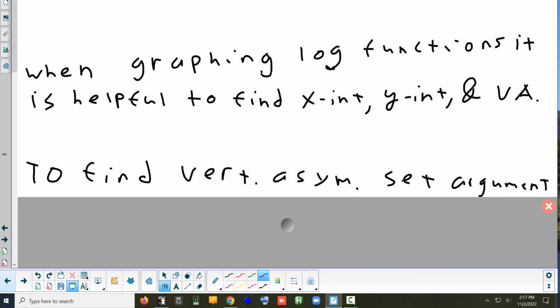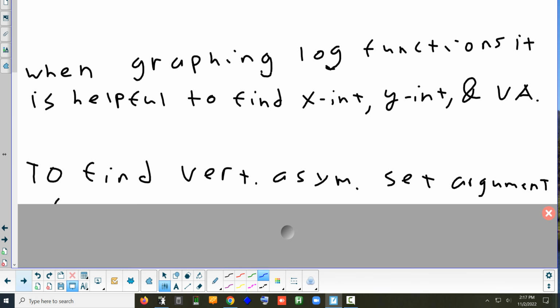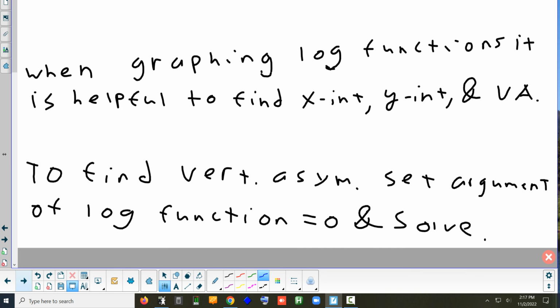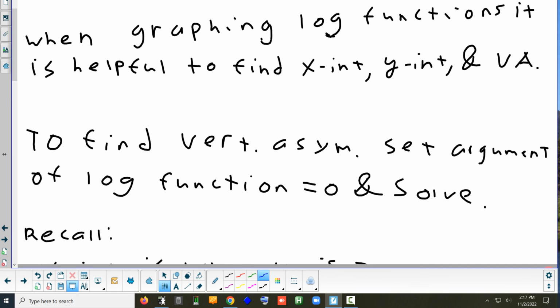So since the vertical asymptote is one of the key things you have to find, I'm going to tell you how you find it. To find the vertical asymptote, first thing is, look at your argument. This is the argument. Right there. Take what's inside the parentheses and set that equal to zero. Setting that equal to zero and solving it will give you the vertical asymptote.